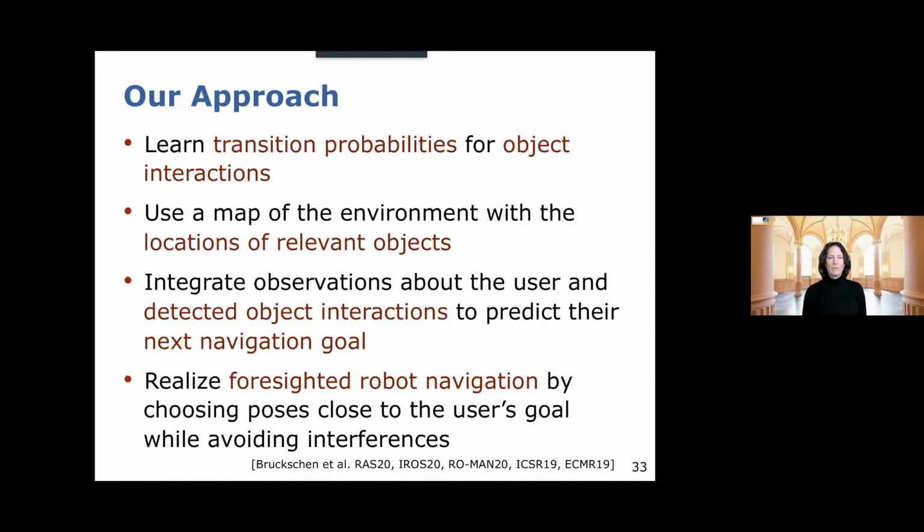We use a map of the environment with the locations of relevant objects. We also integrate observations about the user and detected object interactions to predict the user's next navigation goal. This knowledge can then be used to realize foresighted robot navigation by choosing robot poses that are close to the user's navigation goal while avoiding interferences with the user's predicted motions. I will present the individual steps of how we approach this problem in the following slides.